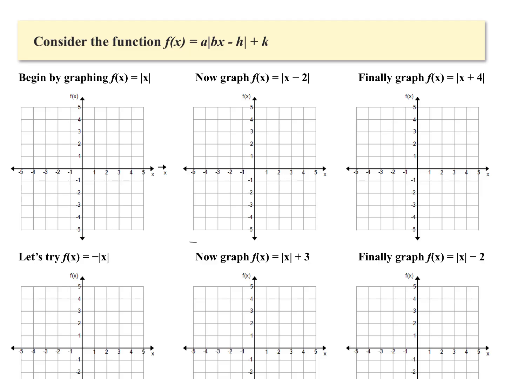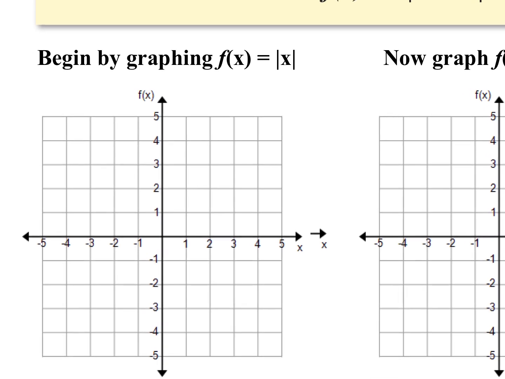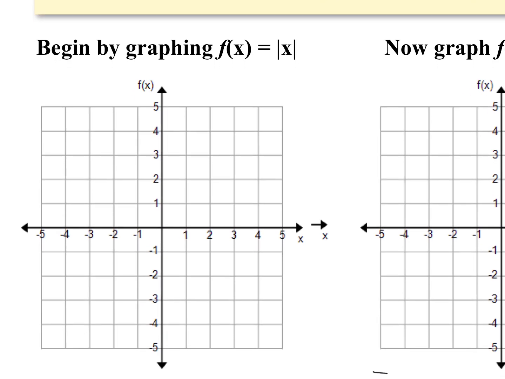Consider the function f of x is equal to a absolute value of bx minus h plus k. Here we're going to begin graphing f of x is equal to absolute value of x. Remember, in our earlier part of this video, we said that the parent function is starting from 0, 0. To graph the function absolute value of x, we said earlier in this video that the vertex is going to be at 0, 0, and this is what you call your parent function.